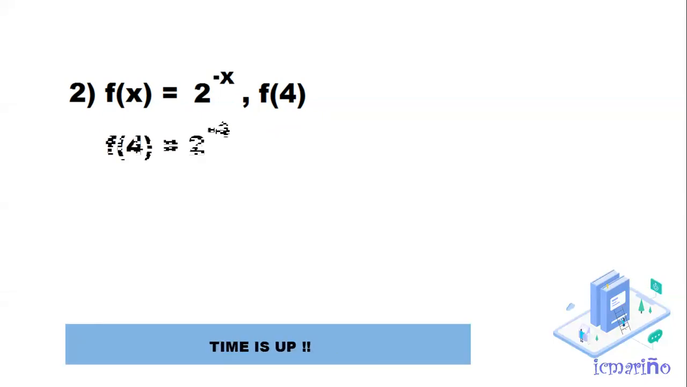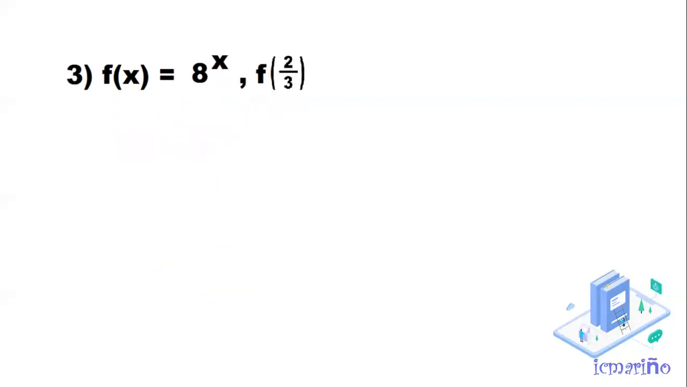Okay, time is up. F of 4 is equal to 2 raised to negative 4. So again, we have a negative exponent. What did you do? Did you get the reciprocal of it, or did you flip the base? That is equal to 1 over 2 raised to the 4th power, and that is equal to 1 over 16. Did you get it right? Very good. Okay, let us see the next.